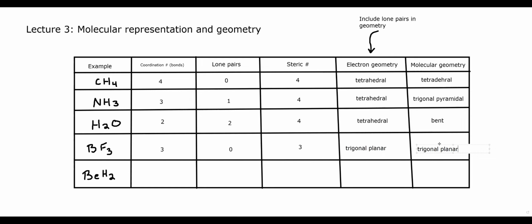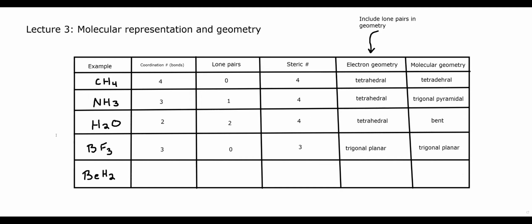Trigonal planar. Remember BF3, those 3 things attached to boron, whether they be fluorine, hydrogen, whatever's attached to that boron, are going to be spread out as much as possible from each other, according to VSEPR theory. So they will become coplanar, or on the same plane, and spread out 120 degrees from each other. This is a trigonal planar structure. We have no lone pairs, which means the electron geometry is the same as the molecular geometry.